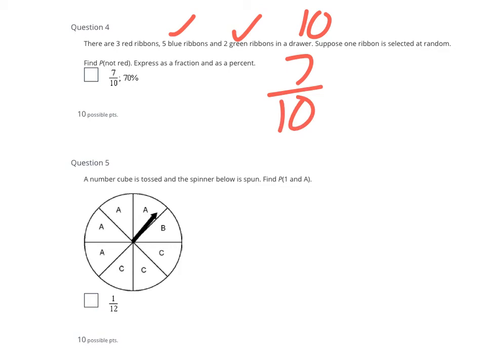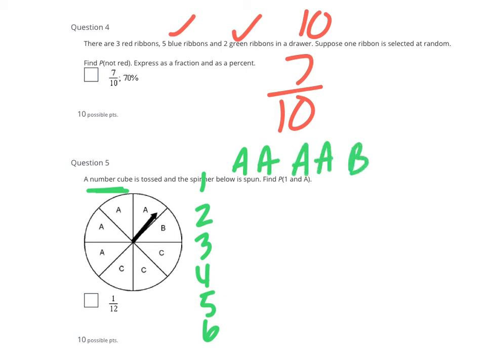Question 5, a number cube is tossed and a spinner is spun. Find the probability of a 1 and an A. So here I would actually draw out the sample space. Again, a cube is 6-sided, so this is a 6-sided die, and this spinner here, this is an 8-sided spinner. What I would do is actually maybe I'll put the die over here, so 1, 2, 3, 4, 5, and 6. The spinner could be an A, an A, an A, an A, a B, a C, and a C.